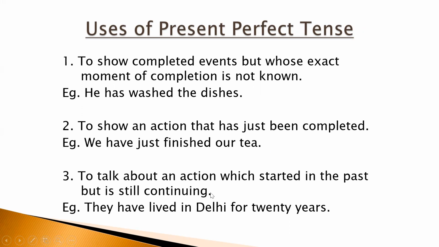Next is to talk about an action which started in the past but is still continuing. It started sometime in the past but is still going on. Like, they have lived in Delhi for 20 years. Means they came 20 years ago and are still living in Delhi. So, the work started in the past and is still going on. So, they have lived in Delhi for 20 years. So, these were the uses of present perfect tense.